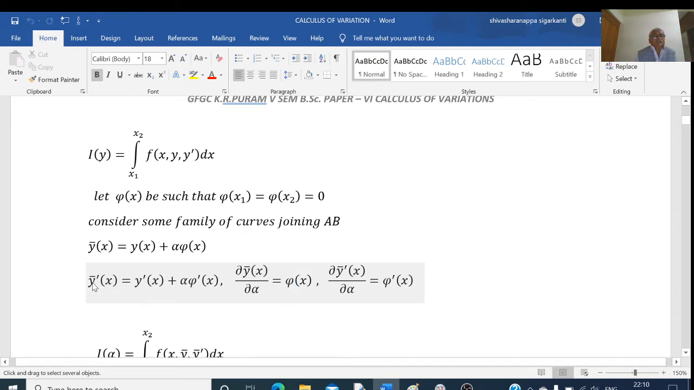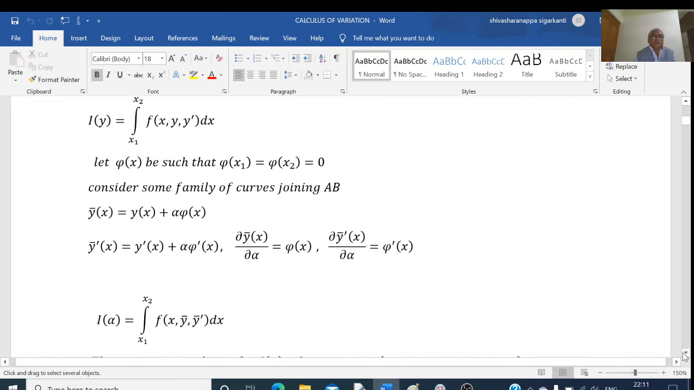Similarly, we differentiate y bar dash of x with respect to alpha. So dou by dou alpha of y bar dash of x is equal to 0 plus the derivative of this term, where eta dash of x is a constant quantity and alpha's derivative with respect to alpha is 1. So we have y bar dash of x equal to y dash of x plus alpha into eta dash of x, and dou by dou alpha of y bar of x is equal to eta of x. Dou by dou alpha of y bar dash of x is equal to eta dash of x.